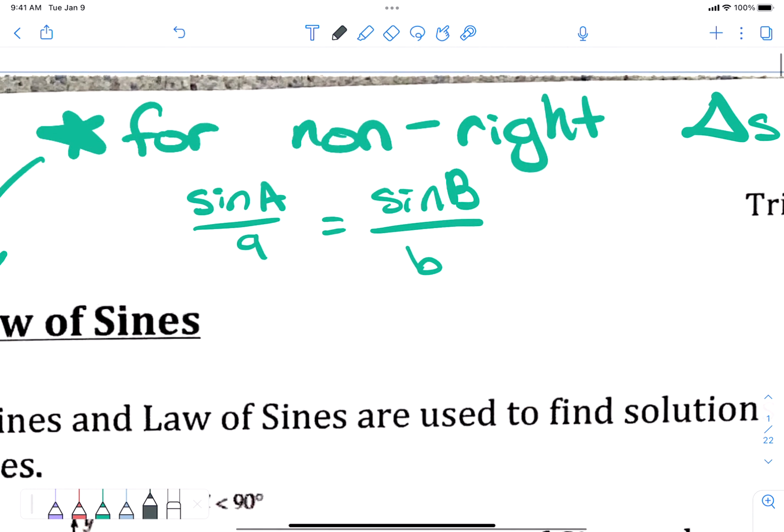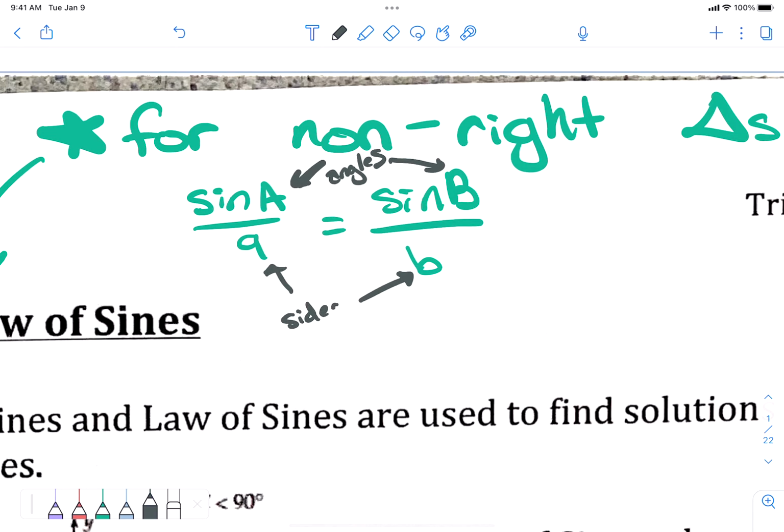When we deal with this stuff, what do capital letters represent? Capital letters are the angles. What about lowercase letters then? The sides. These are the sides of a triangle, right? So capital letters, angles; lowercase letters, sides. There you go.